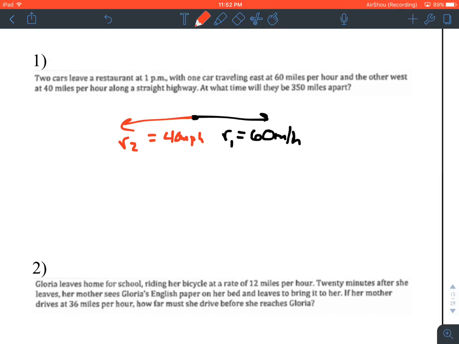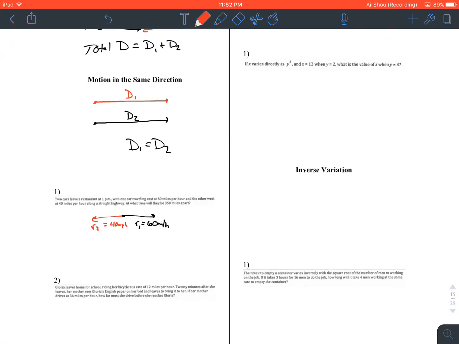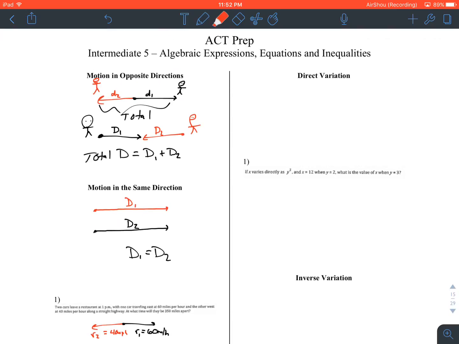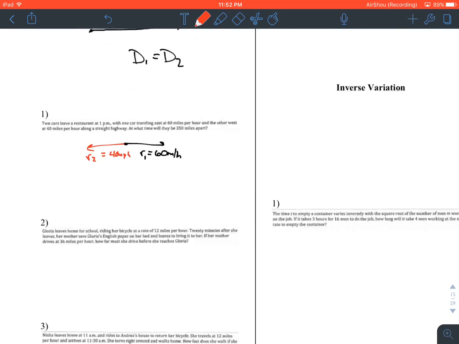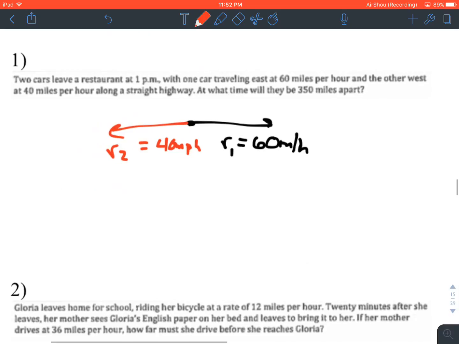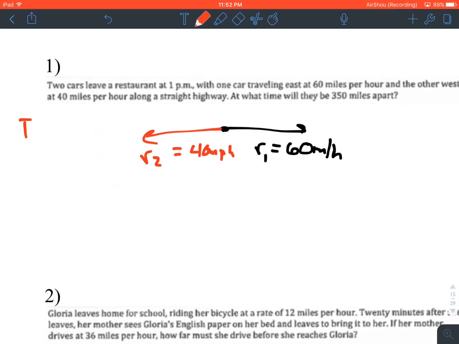So once again, if we go back to this up here, if they're going in opposite directions, the total distance has to equal d1 plus d2. So if you recall, distance equals rate times time. These little subscripts that I have here have no mathematical value. It just tells you the first person and second person. Person going east is the first person, person going west is the second person.